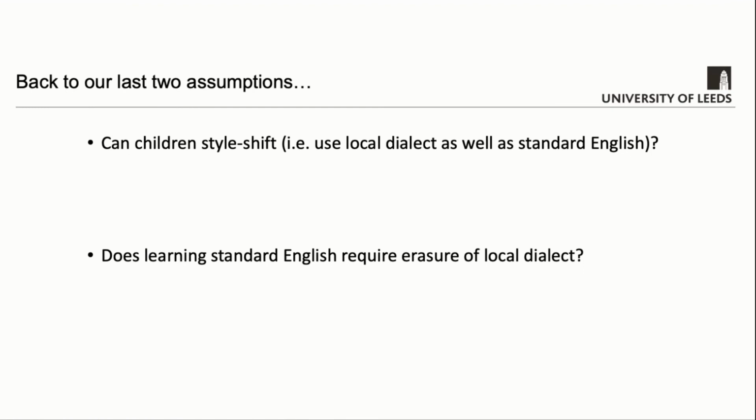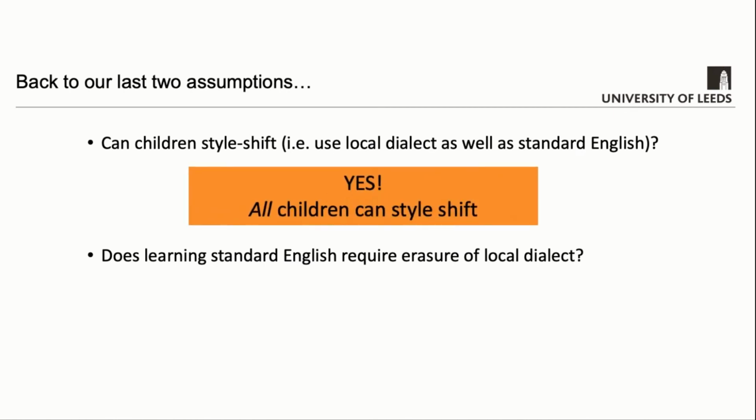So just with that brief analysis of a very small piece of interaction in mind, we're going to go back to those last two assumptions. Can children style shift? Can they use both their local dialect and standard English? Well, absolutely yes. All children have the ability to do this. And actually, rather than thinking of standard English and Teesside English as being two discrete, separate varieties, it's much more productive to think instead about speakers having a repertoire of linguistic resources. And this repertoire includes both standard and non-standard forms. Just like Claire, speakers are able to choose from these forms depending on the demands of the interactional moment.